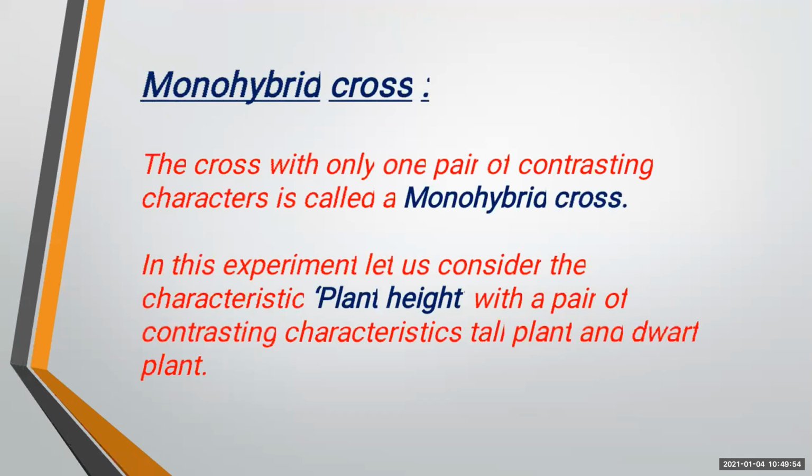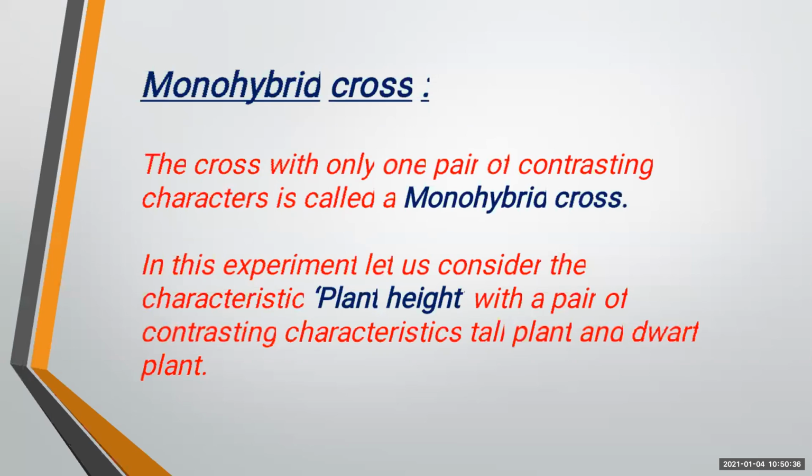Okay, so we'll start with Mendel's monohybrid cross, students. You can also write it down. You can write the table in order to understand and do the cross. What is a monohybrid cross? The cross with only one pair of contrasting characters is called a monohybrid cross, right? For example, if you are studying inheritance of the height of the plant, that is tall and dwarf, so this one contrasting character you're taking, that is called a monohybrid cross.